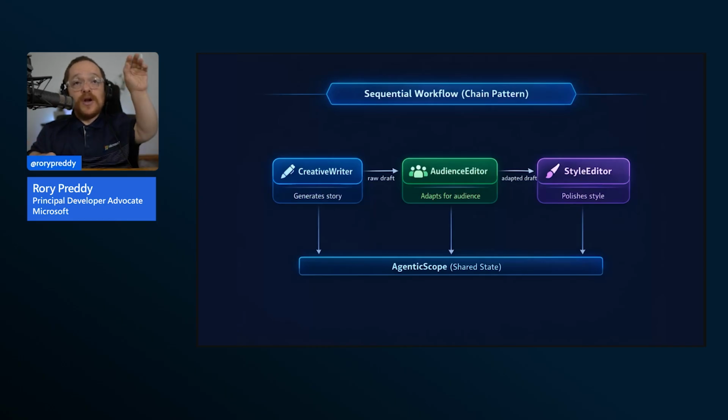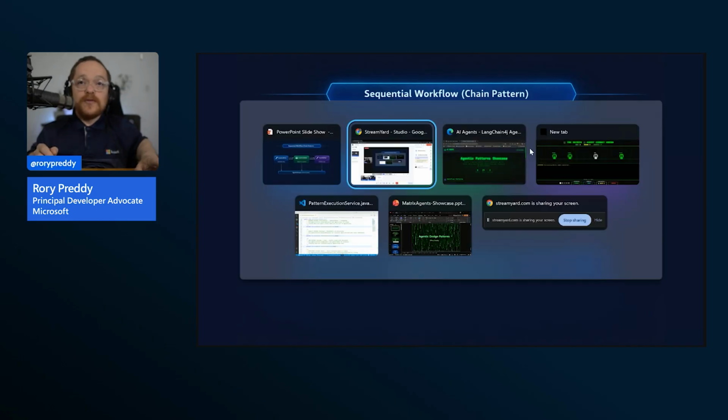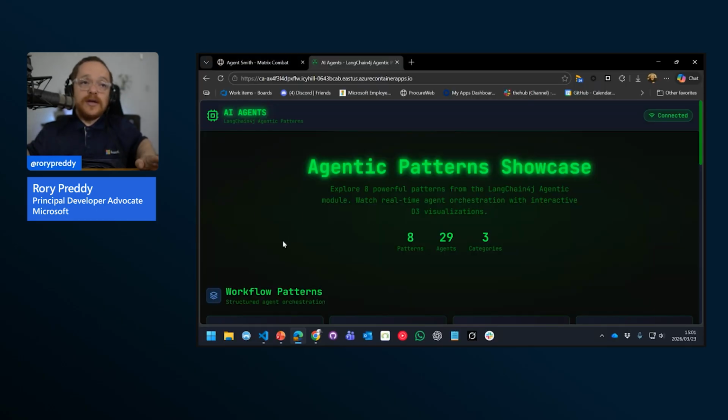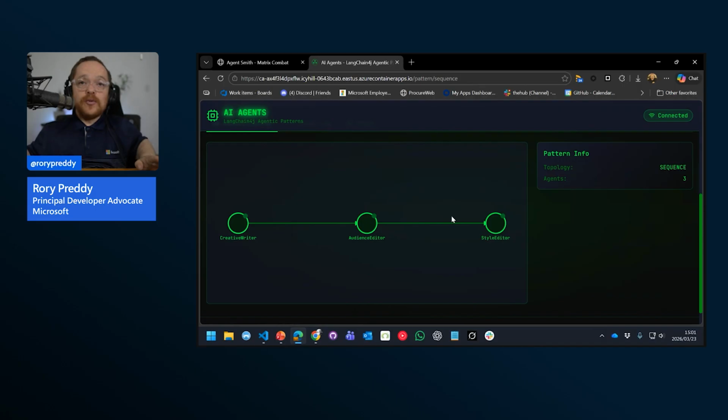You've got the creative writer, the audience editor, and the style editor. And each one of those is going to take a story and then daisy chain it along as it progresses. So the creative writer is going to generate the story, the audience editor is going to adapt it for the audience, and the style editor is going to polish the style. So let's go into our showcase here, and we're going to go into a sequential workflow.